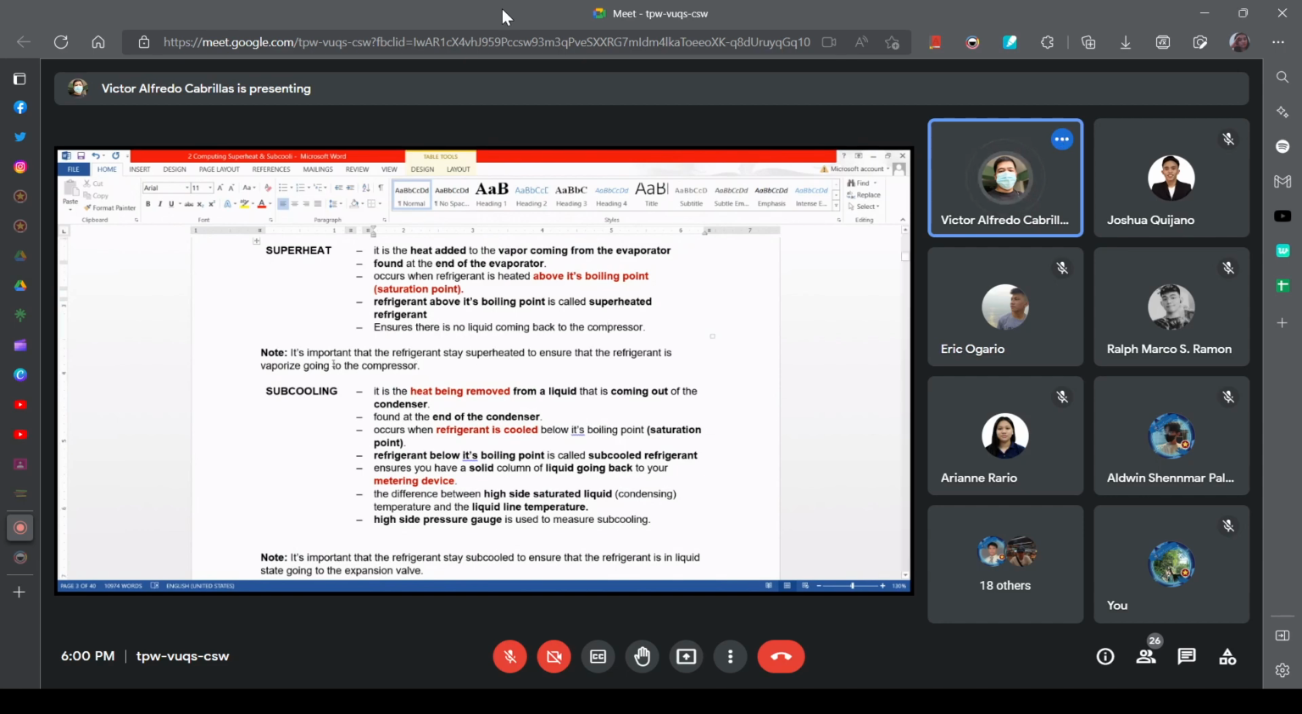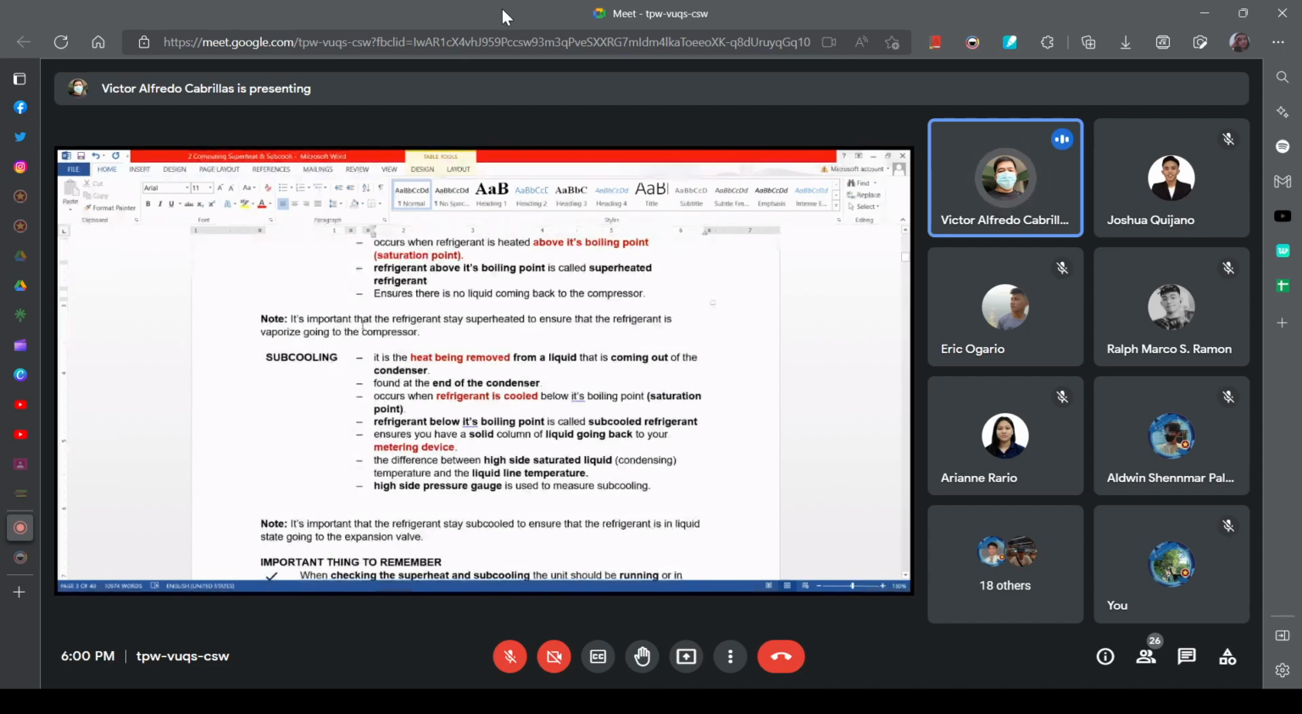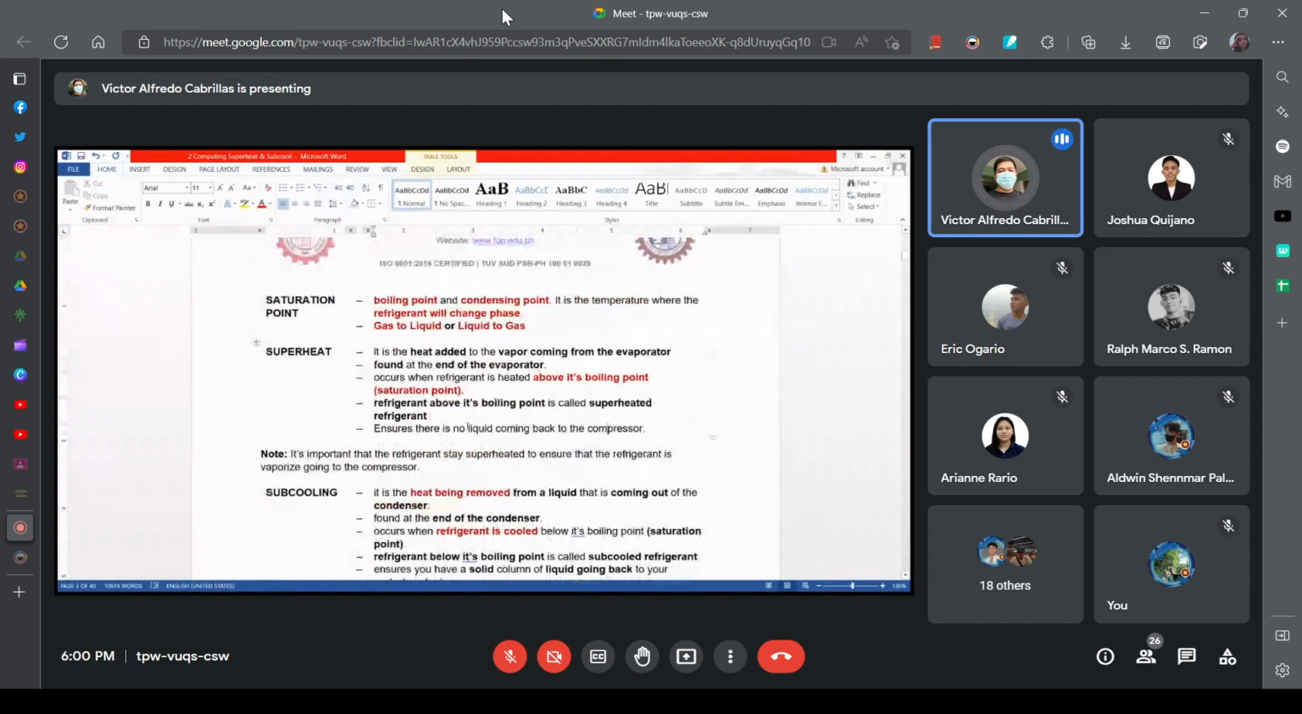Okay. Note, it is important that refrigerant stay superheated to ensure that the refrigerant is vaporized going to the compressor. So mas maganda na nandun siya sa above its boiling point. So mas doon sa superheat talaga. So that is above the saturation point.